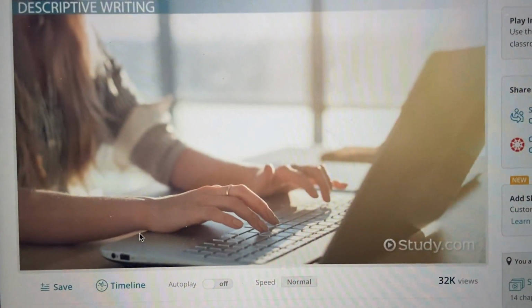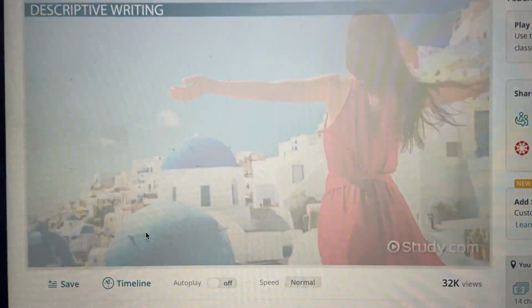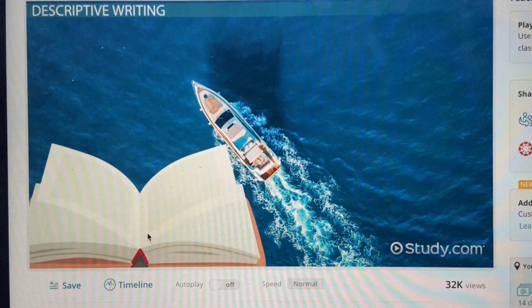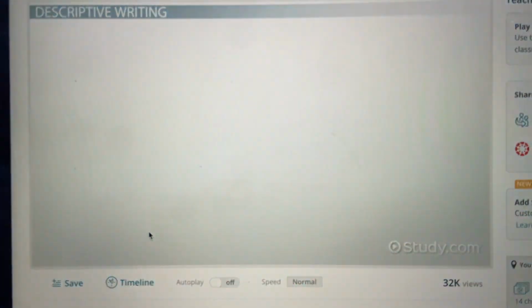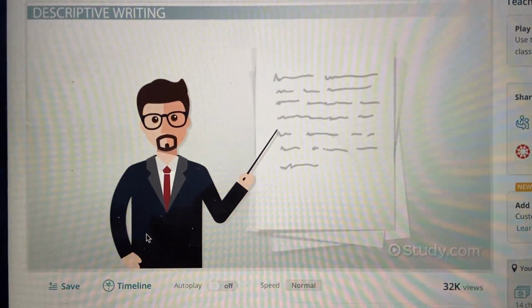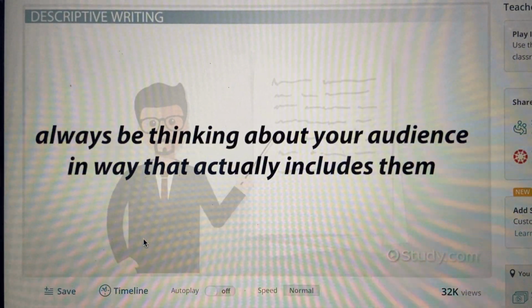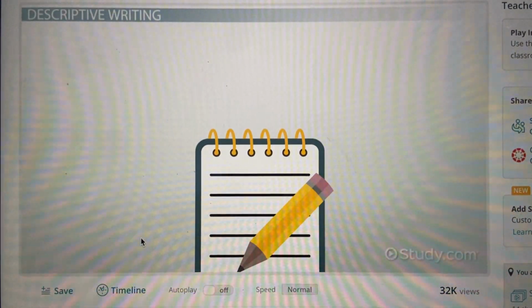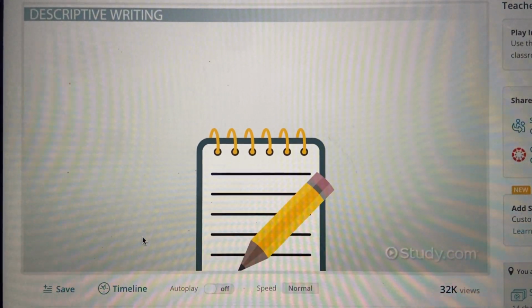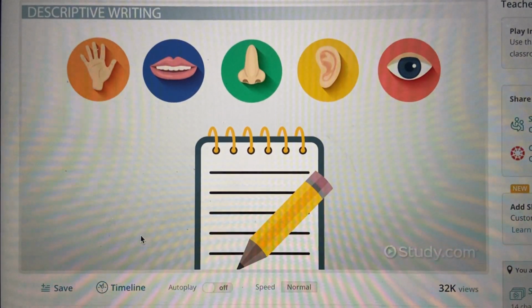An example of this can range from an autobiography or simply a vacation someone has been on. It can be a fictional story about a voyage across the Atlantic or a recap of your favorite New Year's Eve. The main thing to know and remember about a piece of descriptive writing is that you have to always be thinking about your audience in a way that actually includes them. You want them to feel like they are a part of your piece by including so many details that they feel like they're there with you, wherever you may be.